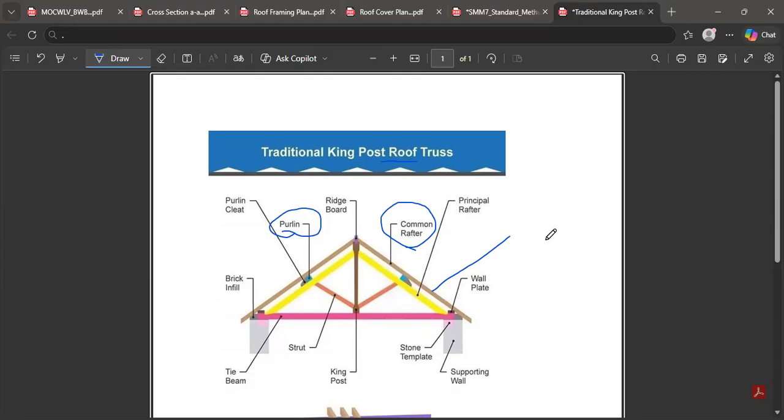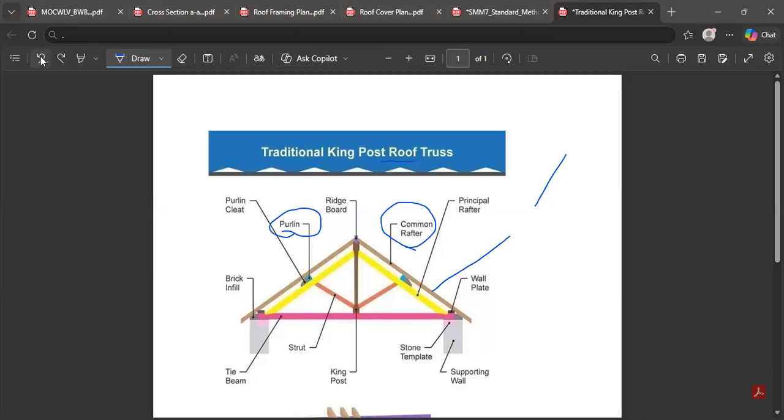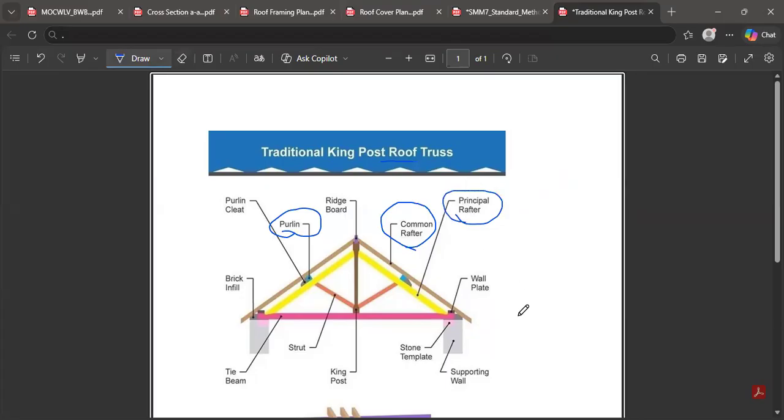Look at it, it's in the form of a triangle, something like this. Exactly. These ones you are seeing are the rafters. This is also a rafter you are seeing over here. You can also see a principal rafter.